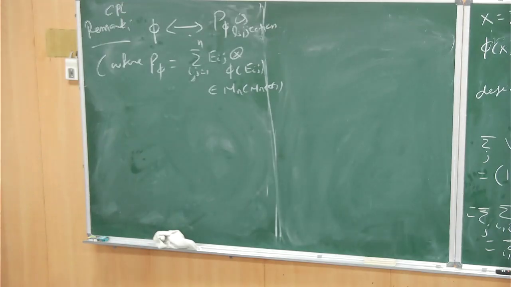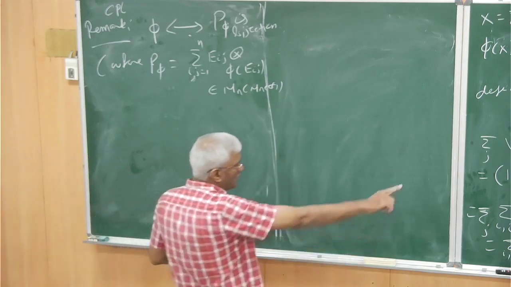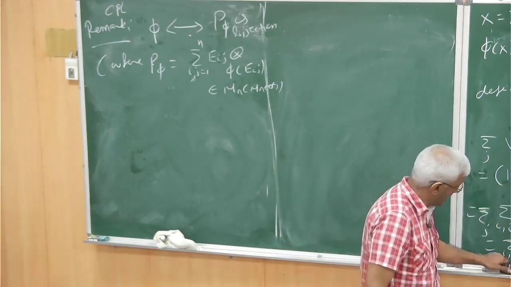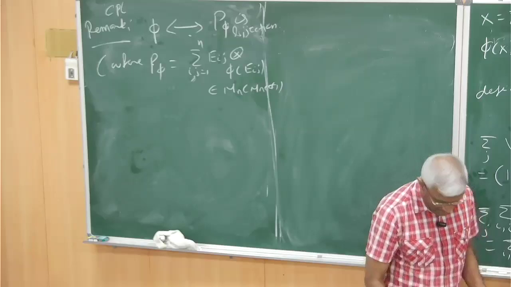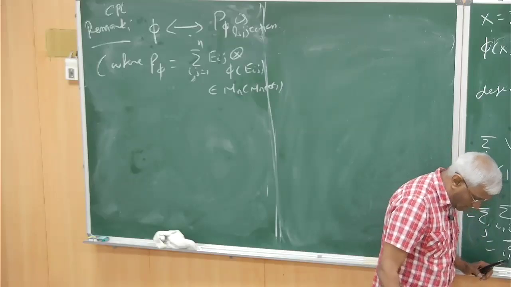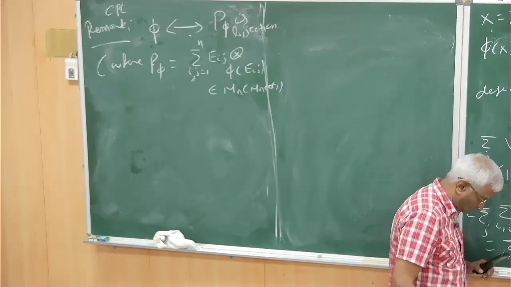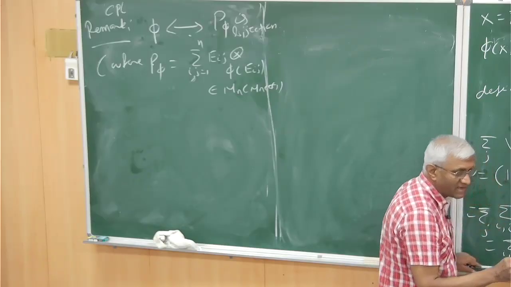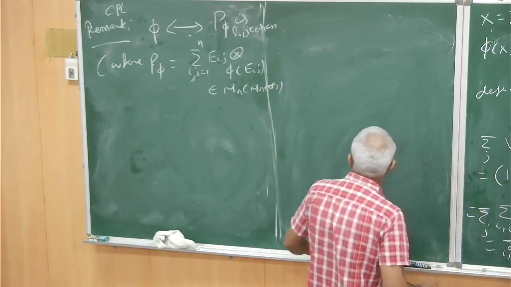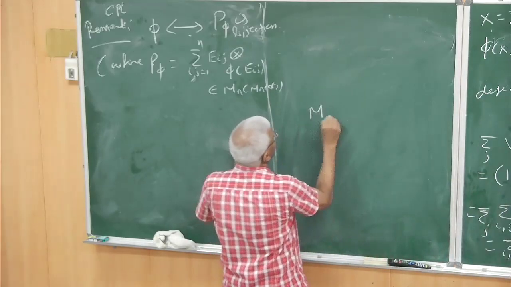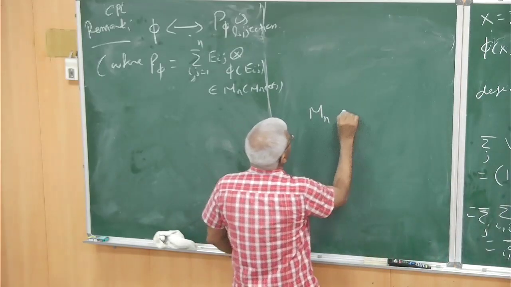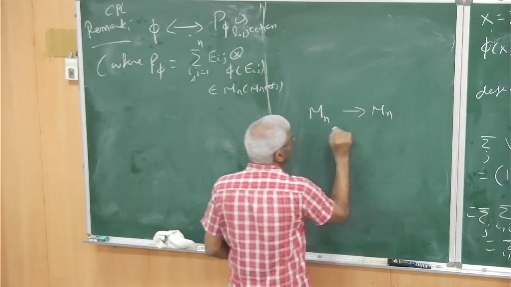I'm confused somewhere. I'm sorry, there is an M everywhere. I made a mistake in the last thing. We are considering K equal to N, not M. M is not equal to N. There is a mistake, but I cannot correct the whole thing. So what we did is the following. So we have Mn to Mm. This is what our phi is.